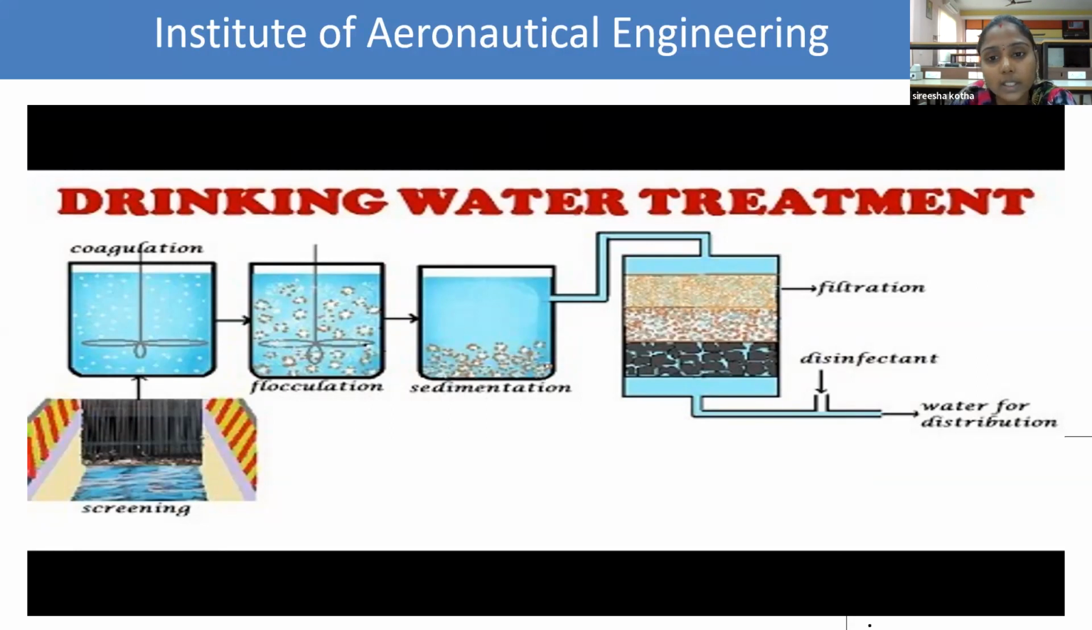In sedimentation, how much percent of the waste can we remove? 75%. Yes. So the remaining 75% we have to remove. What is the next step after sedimentation? Coagulation. And the next step is flocculation. And what is the final step?